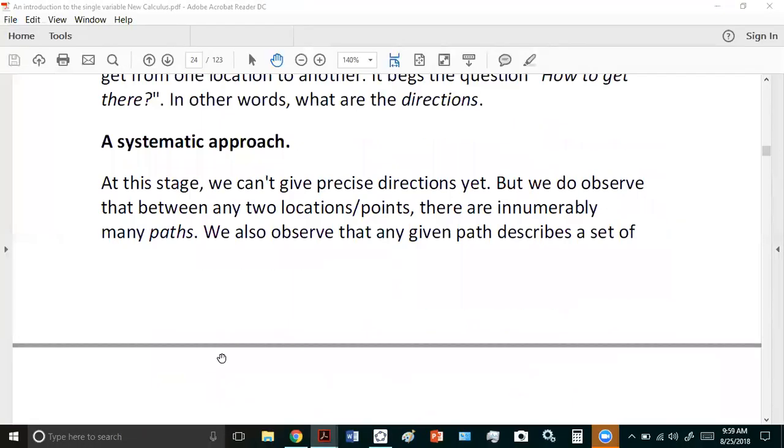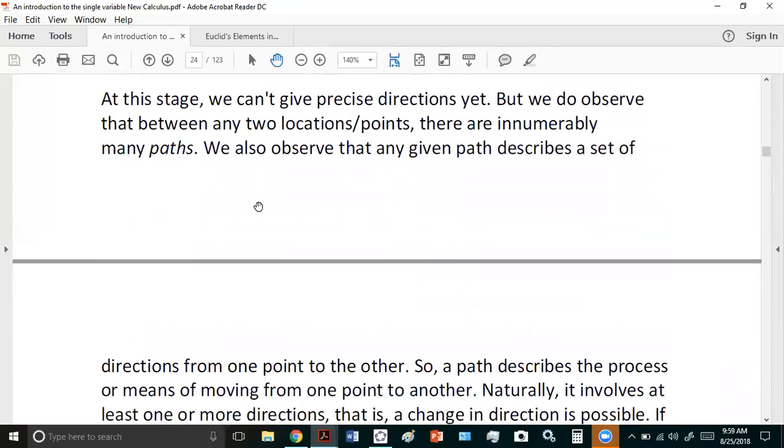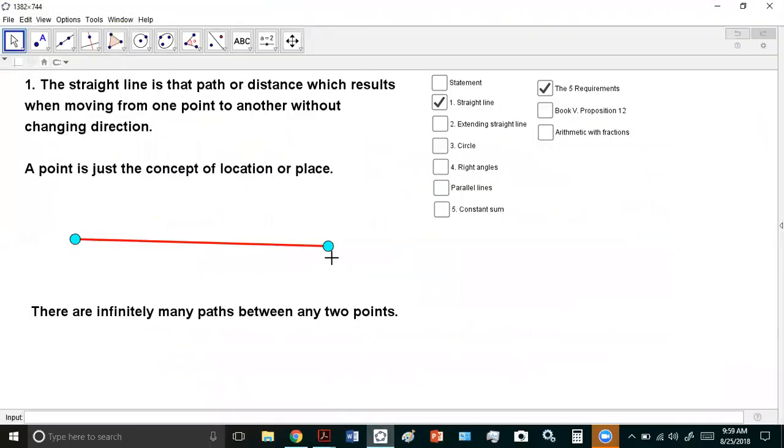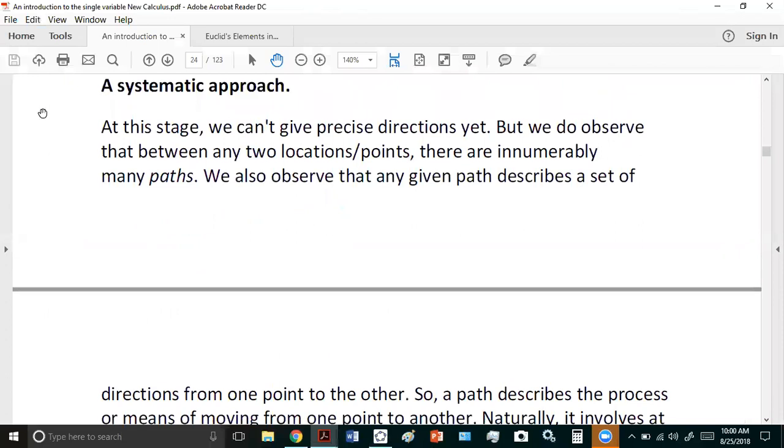Let's see how. At this stage, we can't give precise directions yet, but we do observe that between any two locations or points, there are innumerably many paths. So if we look at this applet here, between any 2 of these points, there are innumerably many paths, but only one straight line path. So I could go like this to get to this point, or I could go like that. It's very easy to see that there are innumerably many paths. And for you to understand this, you need to read through this section very carefully. Don't skip anything, and I suggest reading it a few times.